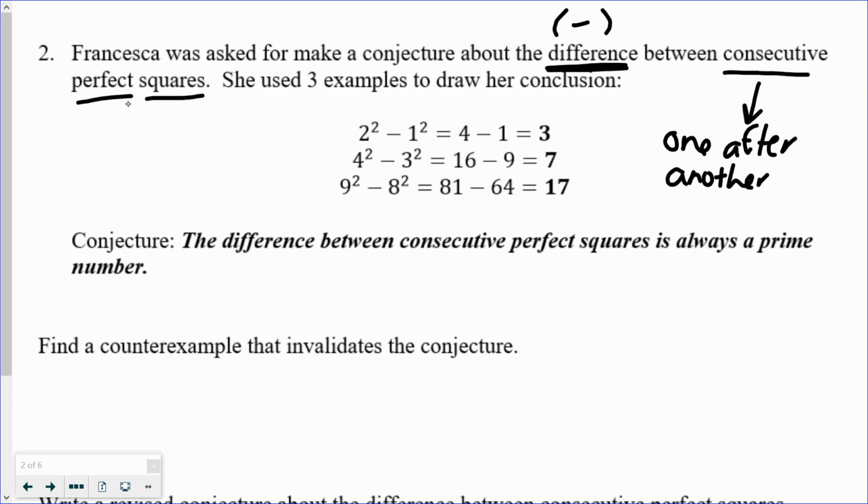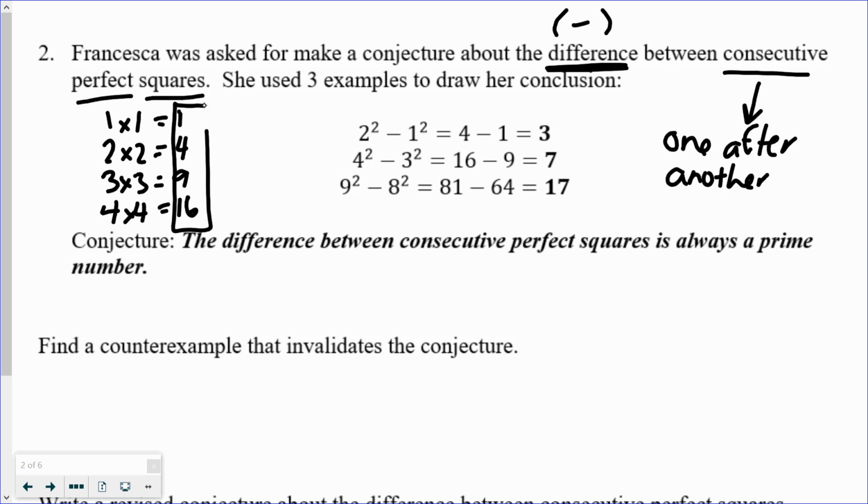And perfect squares, so a number multiplied by itself. So 1 times 1 is 1. 2 times 2 is 4. 3 times 3 is 9. 4 times 4 is 16. So these are perfect squares.